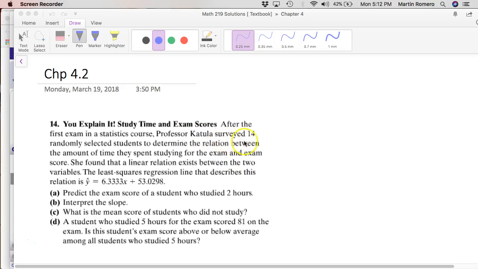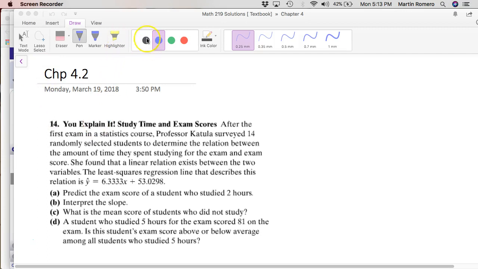And so some professors surveyed 14 students to find out how much time they spent studying for an exam and then their exam score. And then they calculated the least squares regression equation or line. When it says that, we're talking about the equation, and StatCrunch would do that for us. And so looking at that right now, predict an exam score for a student who studied 2 hours.